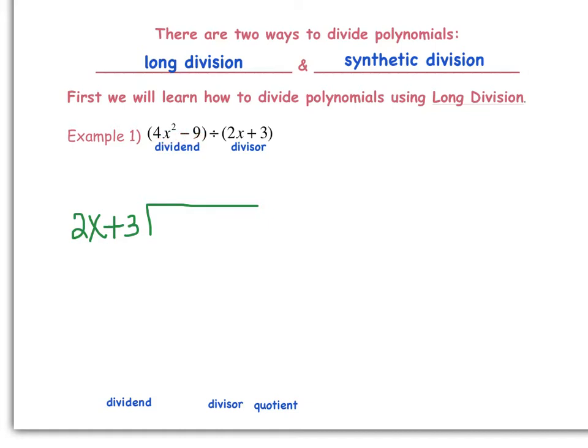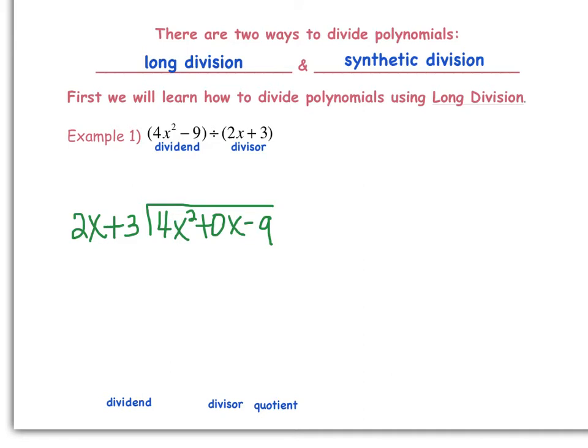Do you see how it jumps from an x squared to a constant, skipping over an x to the first power? So when we write that inside the long division symbol, we are going to use 0x to the first power, or 0x, as a placeholder. And it will look like this: 4x squared plus 0x minus 9. Now we are ready to start the division.